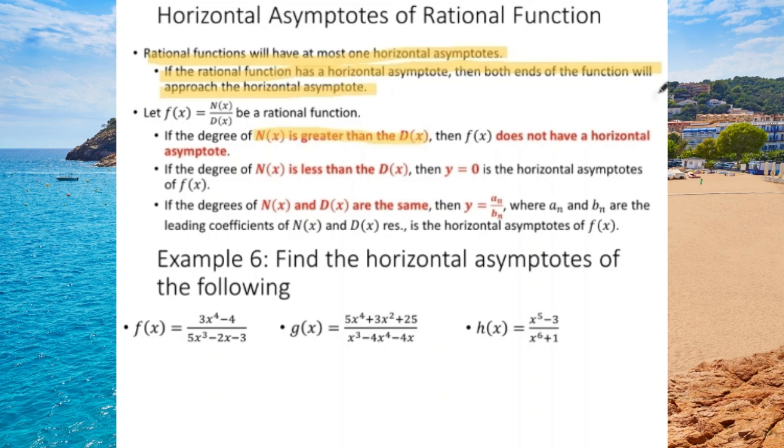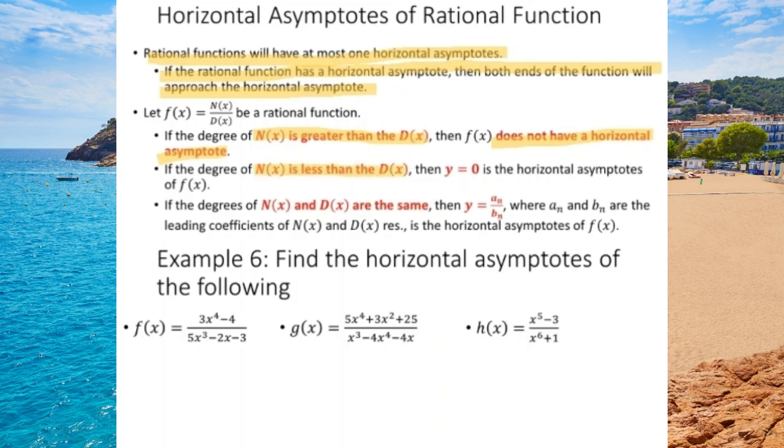If the degree of the numerator is greater than the degree of the denominator, then f of x will not have a horizontal asymptote. This is because the numerator is going to grow at a much faster rate than the denominator, causing the entire rational function to increase or decrease without bounds because the numerator is growing so much faster.